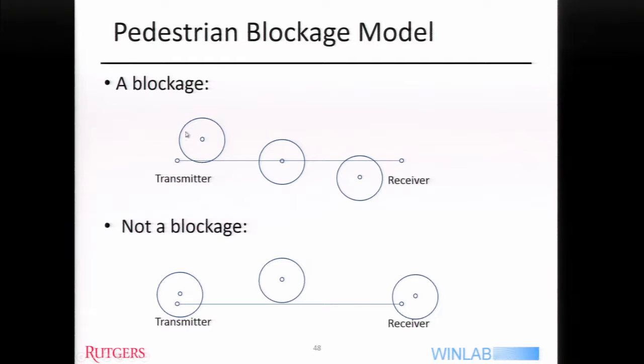So the transmitter and receiver are just the endpoint sources? Yes. And these are three different persons? Three different people at different positions? And you're saying only the middle is a blockage, and the one on the left and the one on the right? All three are blockage? Yes, this is not blockage.